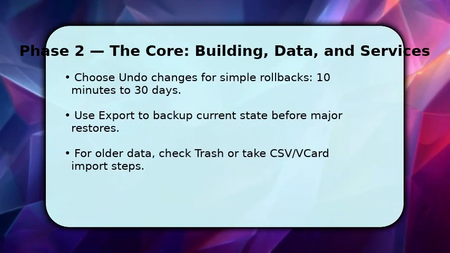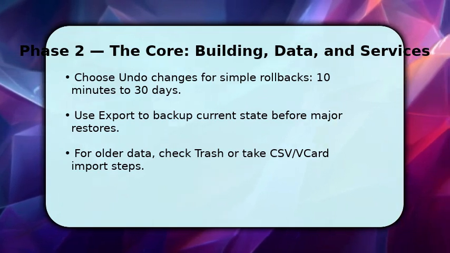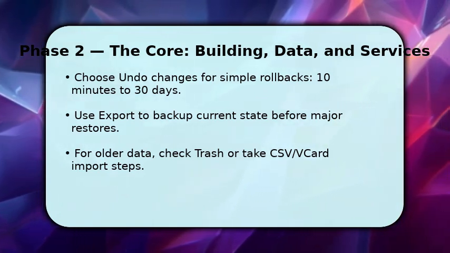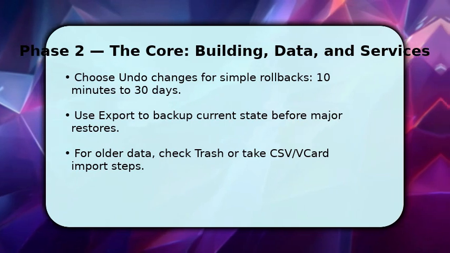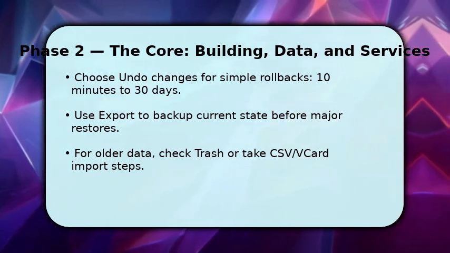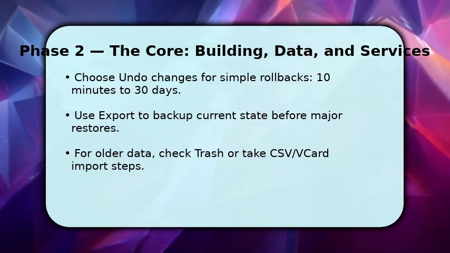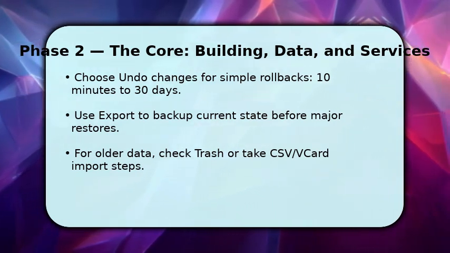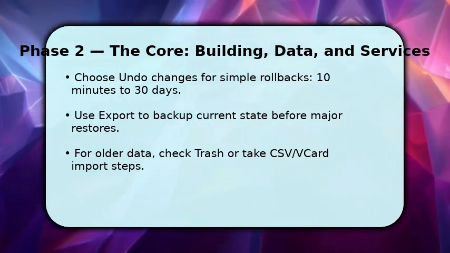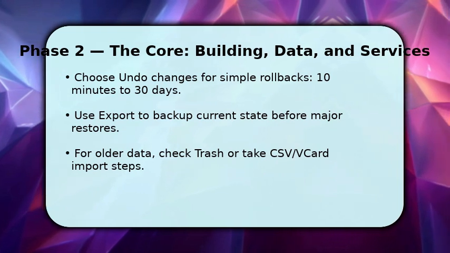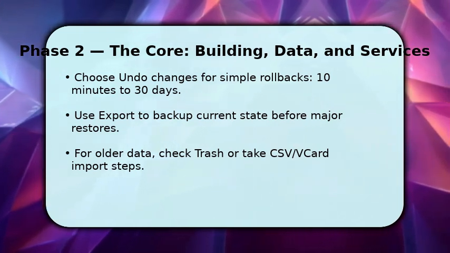Once done with setup, click Undo Changes to pick a time frame. Google supports 10 minutes up to 30 days and a custom date within that window. If you need a snapshot before changing anything, export current contacts as CSV or vCard. That safeguards you. For deletions older than 30 days, examine trash, then restore items individually.